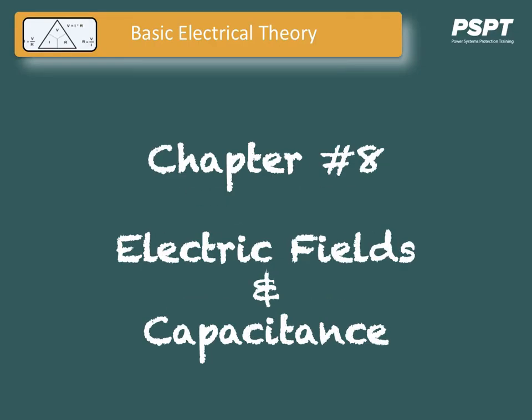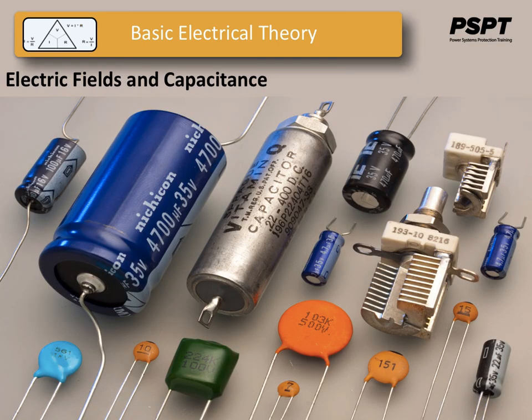Chapter 8, Electric Fields and Capacitance. Whenever an electric voltage exists between two separated conductors, an electric field is present within the space between those conductors.